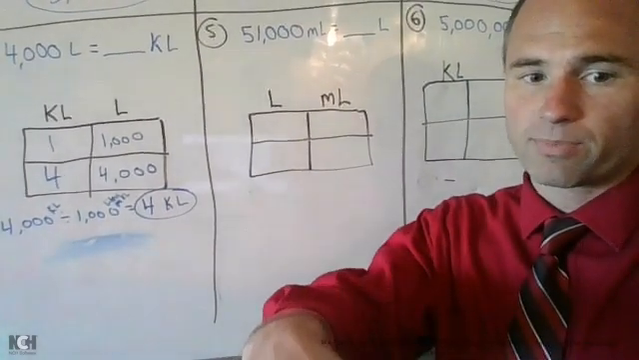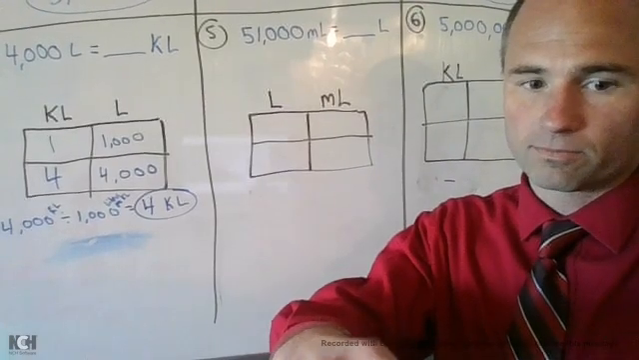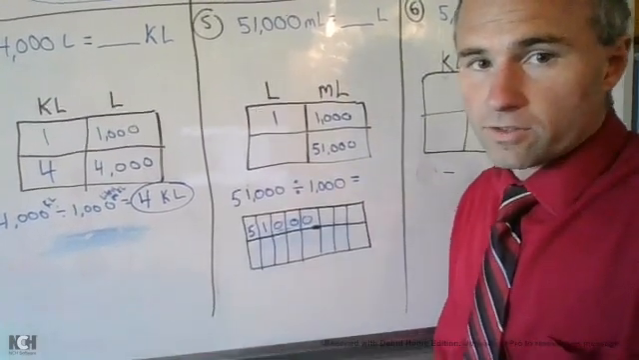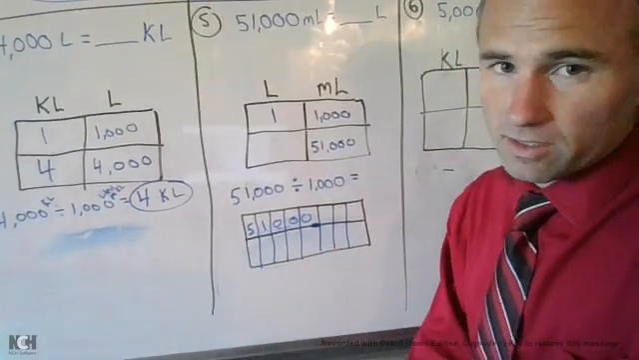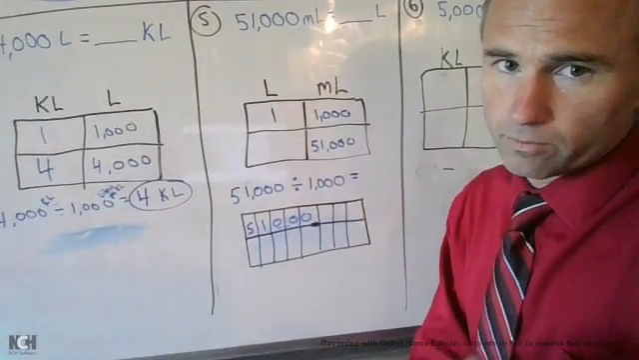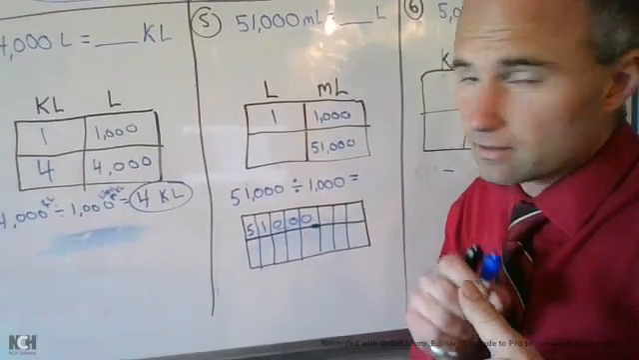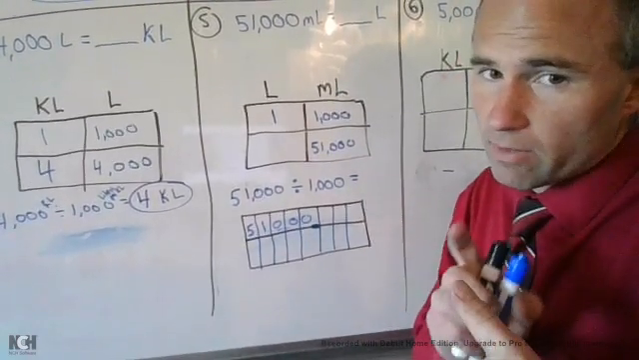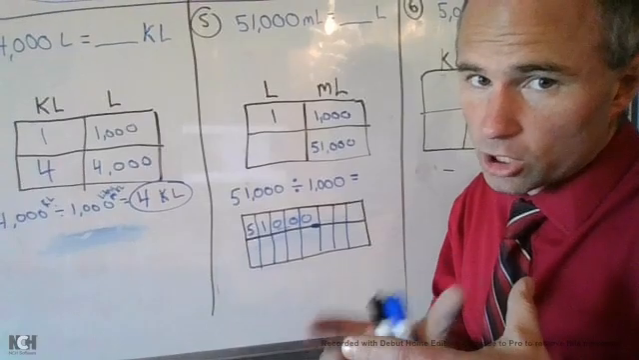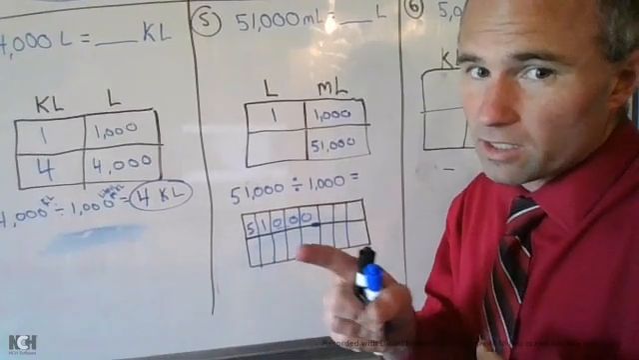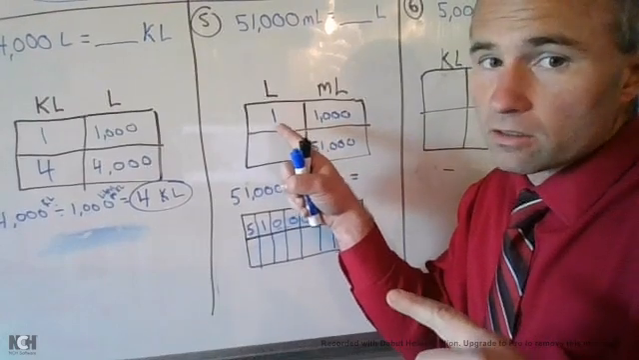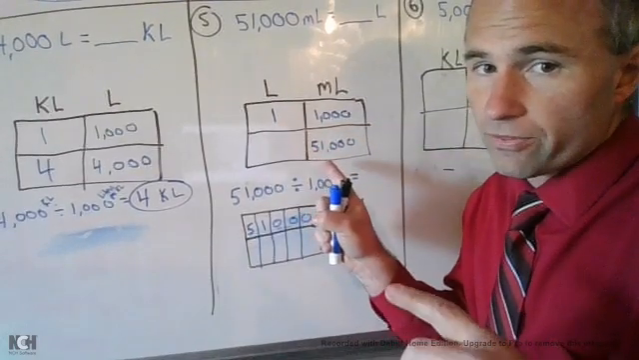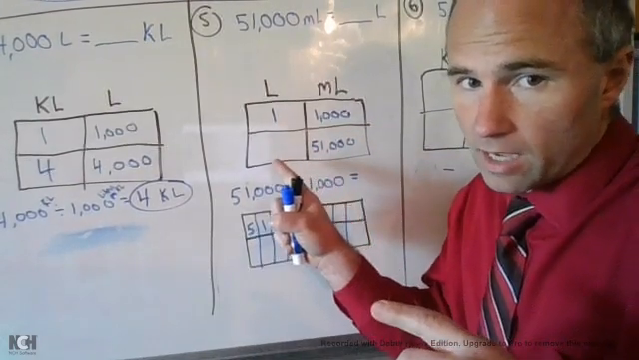All right, hit the pause button and go. So we come back to this problem of 51,000 milliliters. Sounds like a lot, doesn't it? It is a lot. Not as much as you might imagine, though, with such a huge number as that is. Because 1,000 milliliters makes 1 liter. So if I have 51,000, it's going to make how many liters?